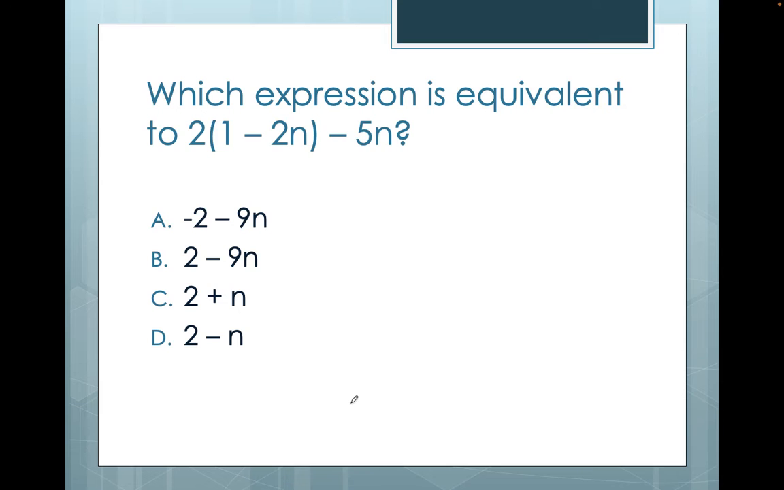Which of the following expressions is equivalent to 2 times the quantity 1 minus 2n minus 5n? Since 2 times 1 is 2, and 2 times 2n is a minus 4n, when I combine the minus 4n and the minus 5n, I get a minus 9n. The answer is B. We could also write that this way.